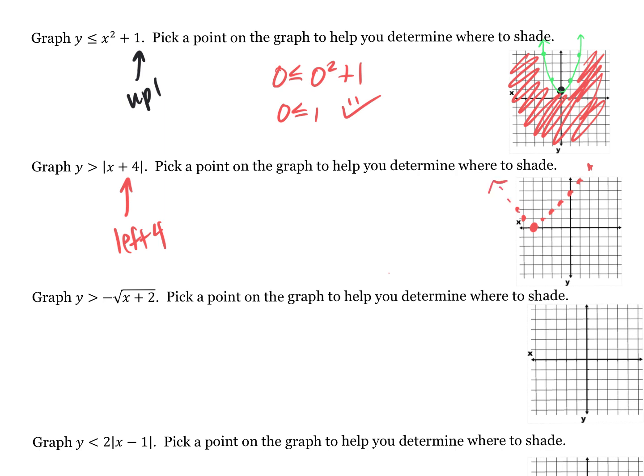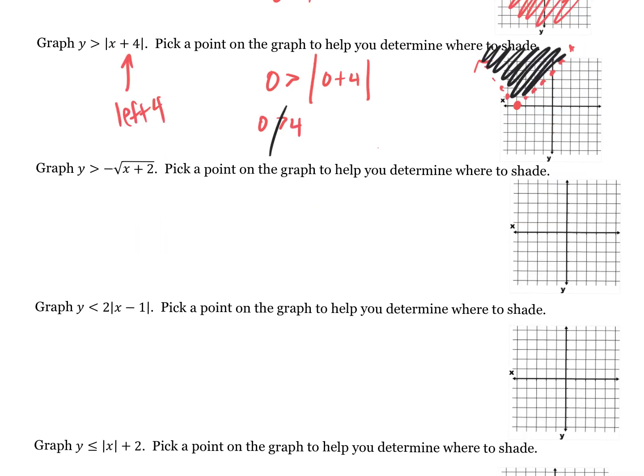I think these are a little easier if we're shading greater than. Do you want me to shade above or below? Above. And again, you can always check with a point. Is 0 greater than 4? 0 is not bigger than 4, so I can't shade where the origin is. I'd shade here.